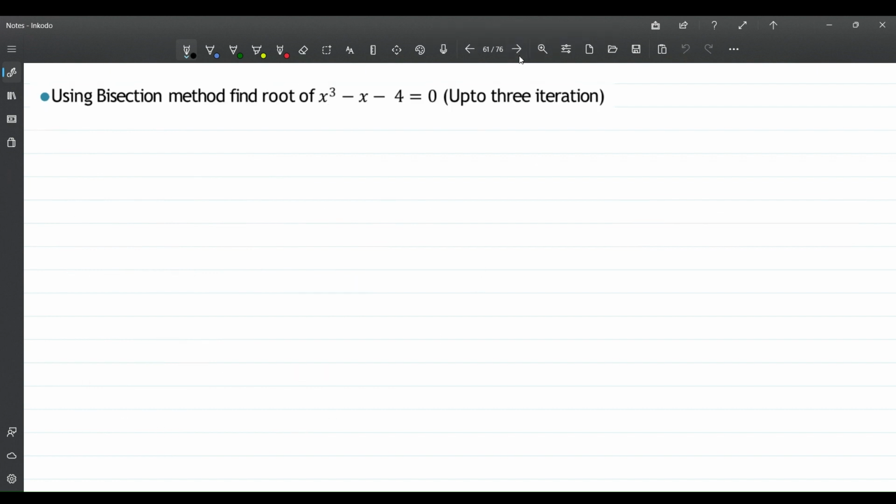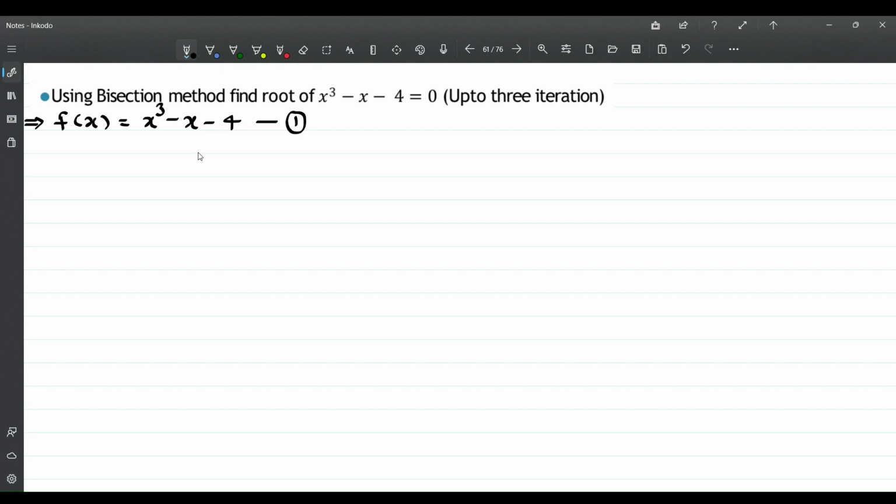Next we'll solve one whole example. You can see it on the screen. Using the bisection method, find the root of x cube minus x minus 4 up to 3 iterations. Meaning we have to find it up to 3 iterations. So first we have to take f of x as the given equation, x cube minus x minus 4. Say it as equation 1.